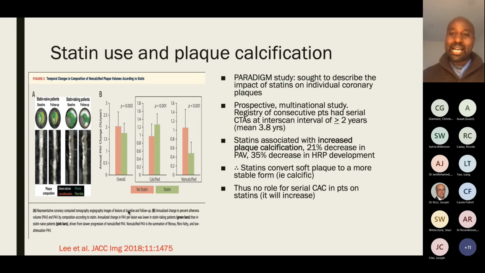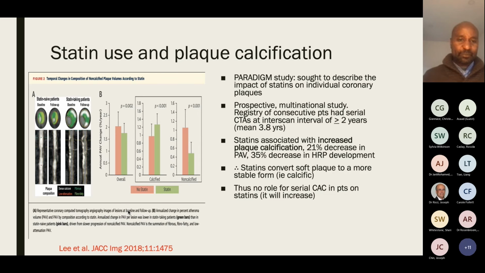And what they found here was that statins were associated with increased plaque calcification. The statin arm versus the control also had a 21% decrease in percent atheroma volume, so less total plaque, and a 35% decrease in high-risk plaque development, so less propensity to develop high-risk features. So the increased calcification is basically making the case that statins are converting soft plaque to calcific plaque, and therefore going from a less stable, more event-prone type of plaque, which is soft, to a more stable, less event-prone type of plaque, which is the calcific.